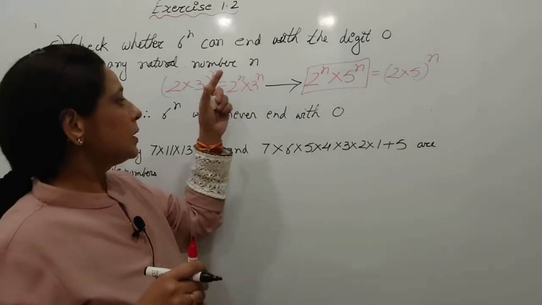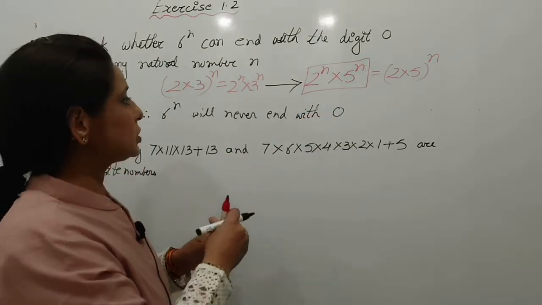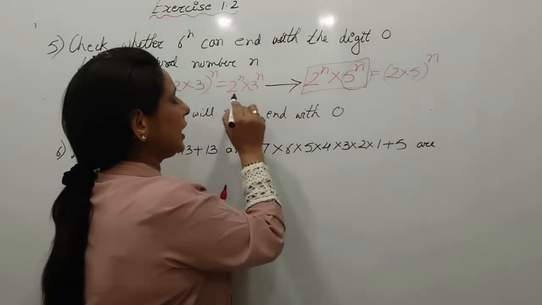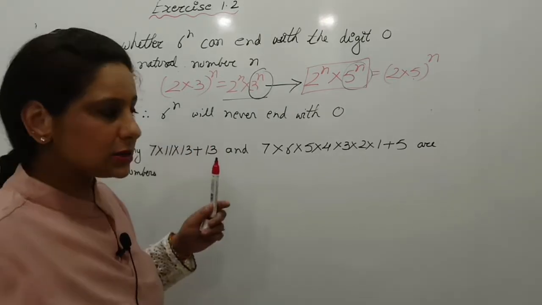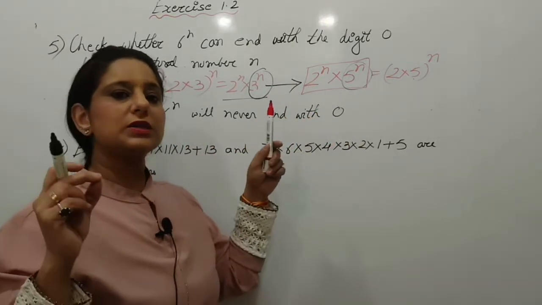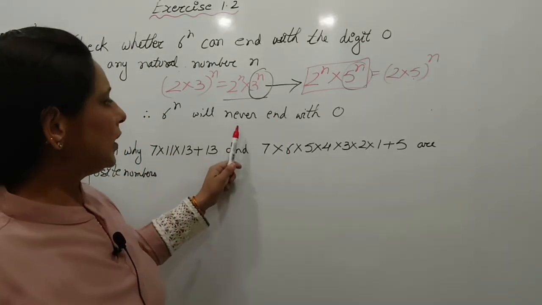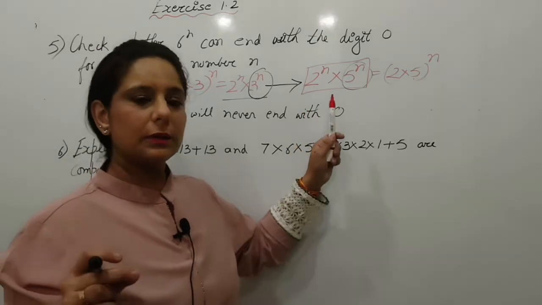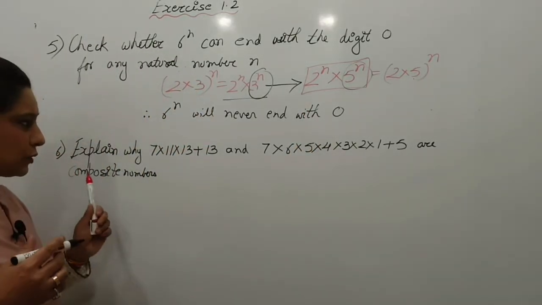which does not match our criteria. 5 raised to n is missing here; instead of 5 raised to n, there is 3 raised to n. That is why you will write, as it does not match the criteria of 2 raised to n into 5 raised to n, so 6 raised to n will never end with 0. So without wasting time, let us move to the 6th question also.